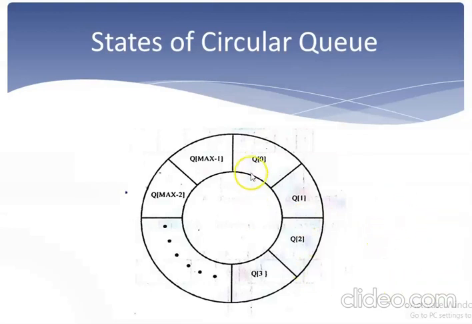So this is the circular queue. This is only a visual representation. Actually, this will be picturized as a linear queue only. But for visualization, we have made it into a form of circle. So this is the first location, Q0, Q1, Q2, Q3, and it will go like this up to Q max minus 1.